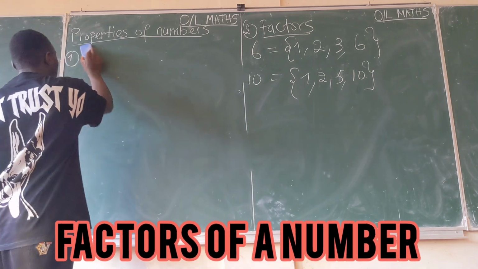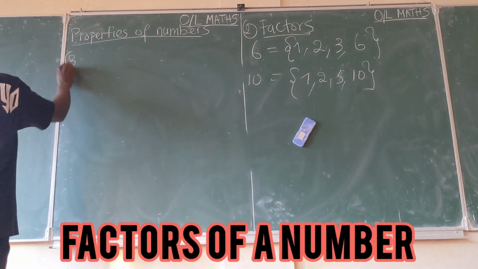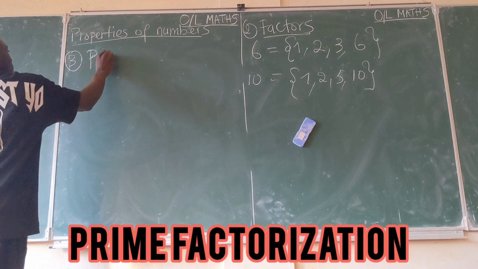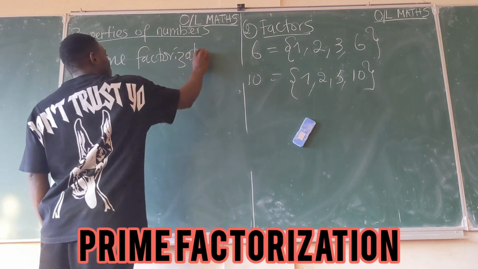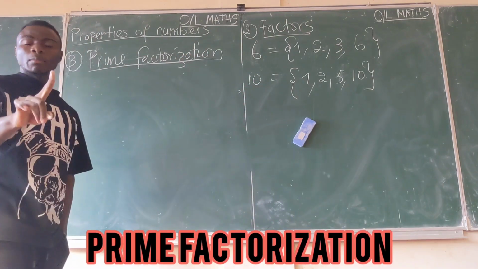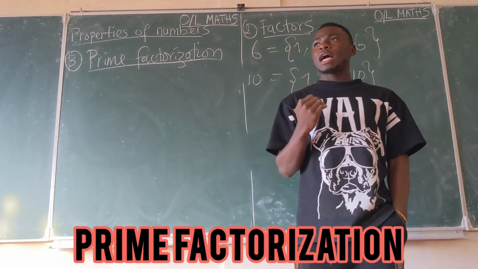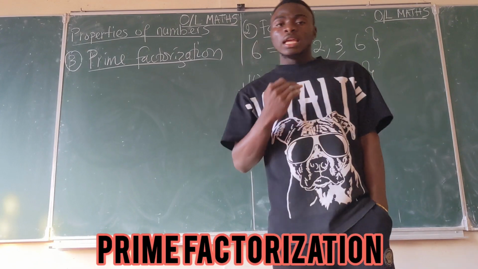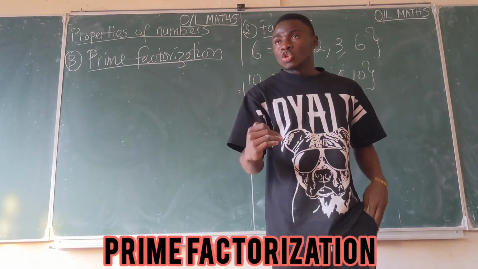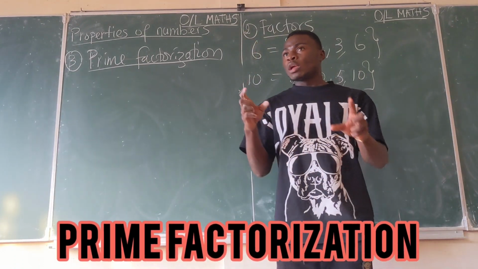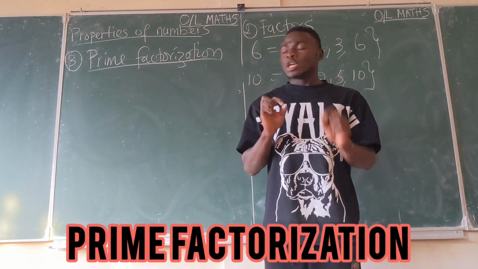So at this point, we're going to look at the concept, the principle of prime factorization. That's the third principle we're going to look at. Now, what do we mean by prime factorization? If we are asked to express a number as a product of its prime factors, it simply means that we should take that number and break it down such that at the end of the day we are going to have a multiplication of prime numbers.